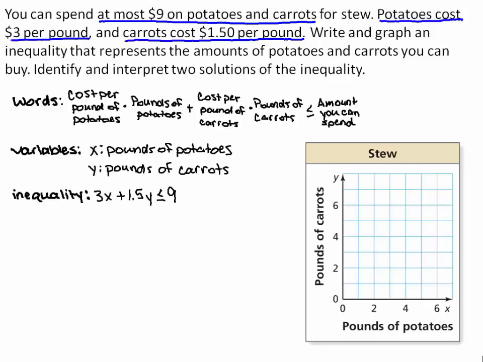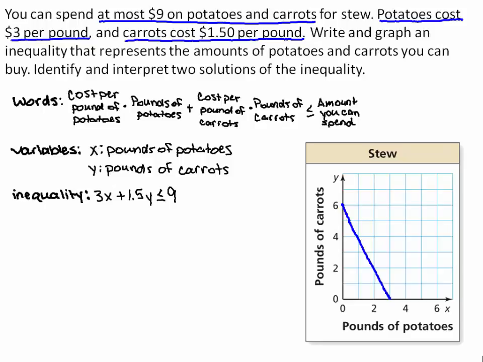Now you want to graph the inequality. Restrict the graph to positive values of x and y because negative values do not make sense in this real-life context. To graph the inequality, you first want to graph the boundary line for the inequality. So graph 3x + 1.5y = 9. Use a solid line because the inequality symbol includes equal to.